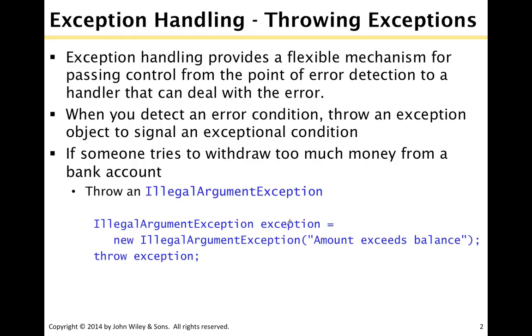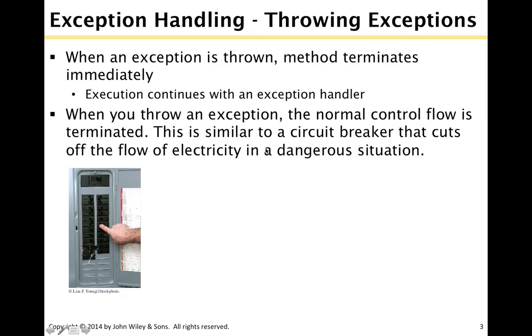You need to create an exception object, then use the keyword throw, then you are throwing the exception. So to be an exception, the class should be a descendant of a certain type that is a throwable. We are going to discuss that in detail in the following slides. When an exception is thrown, the method is terminated immediately, and then execution continues with the exception handler.